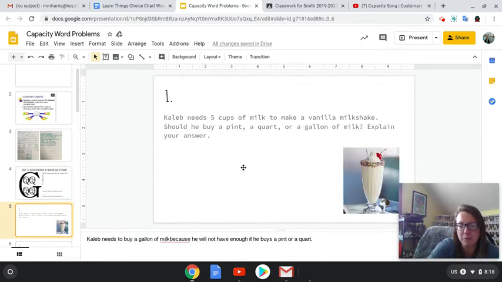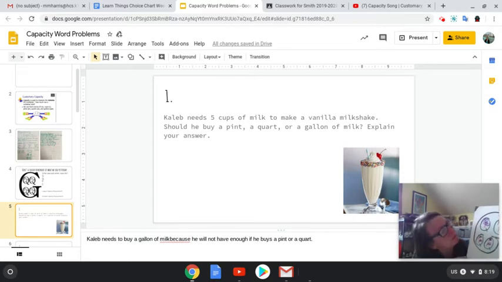Let's start with number 1. Caleb needs 5 cups of milk to make a vanilla milkshake. Should he buy a pint, a quart, or a gallon of milk? He needs 5 cups of milk. Well, if we look, 2 cups of milk is a pint. So if he bought a pint, would he have enough milk?